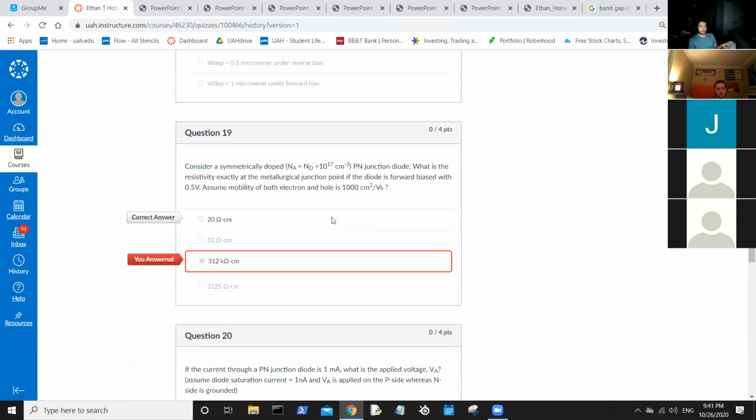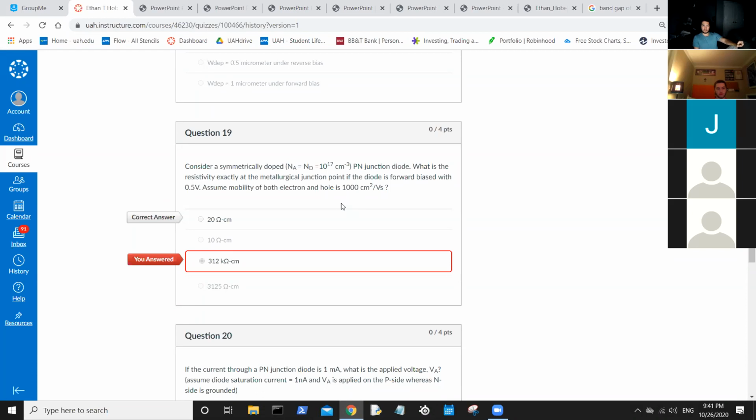All right, question 19. I got this one wrong because I read it wrong. Consider a symmetrically doped PN junction diode. Be happy when you see the words symmetrically doped. That means everything gets a lot easier. What is the resistivity exactly at the metallurgical junction point if the diode is forward biased with 0.5 volts? I read that as reverse bias because I'm a dummy.